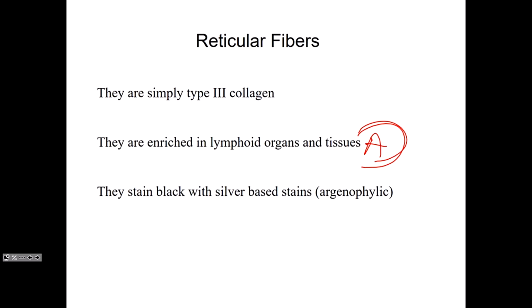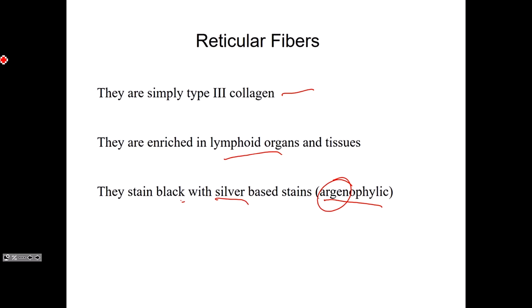Okay, then the last component of the fibrous component of connective tissue I want to talk about are the reticular fibers. Now, we used to think this was totally separate from the collagens and the elastic fibers. It turns out it is simply type 3 collagen. Okay, and we see reticular fibers enriched in lymphoid organs and tissues, such as lymph nodes, spleen, thymus, places like that. And we can stain reticular fibers with a silver-based stain, and it stains black, so it's argyrophilic, argyr-, silver. Okay, when silver oxidizes, it becomes black, right?